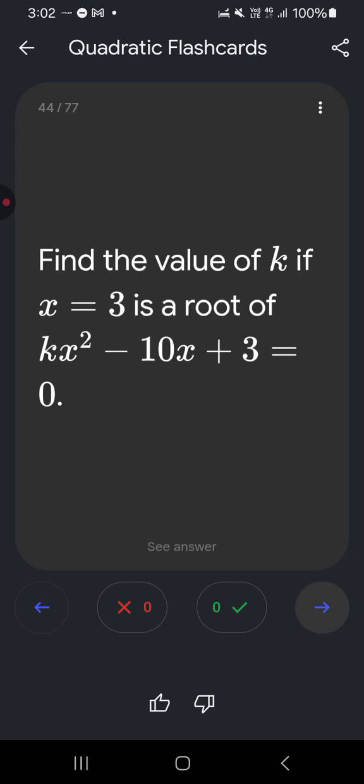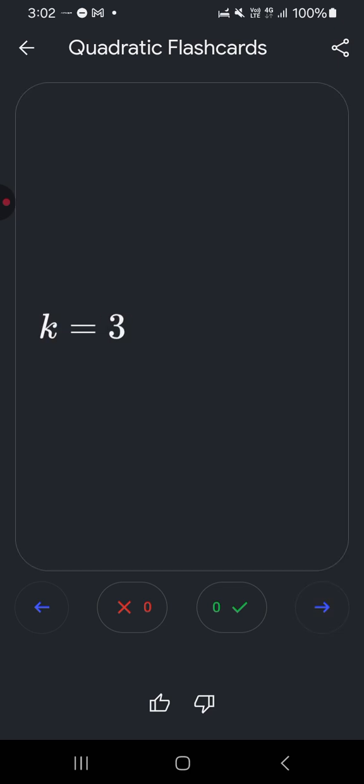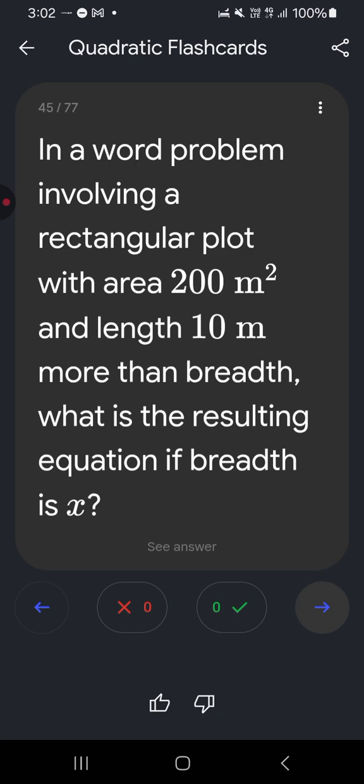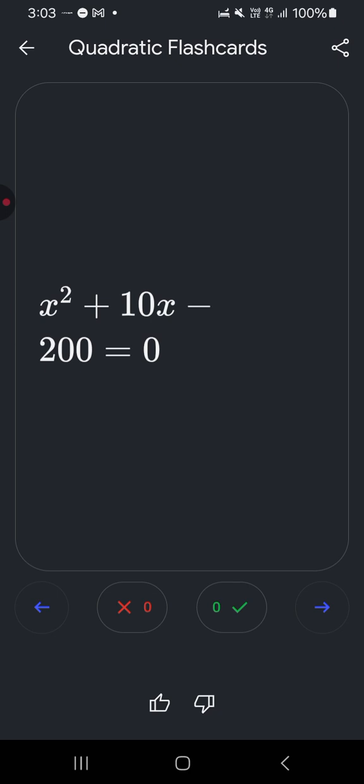Find the value of k if x is equal to 3 is a root of kx square minus 10x plus 3 is equal to 0. k is equal to 3. In a word problem involving a rectangular plot where area is 200 meter square and length is 10 meters more than the breadth, what is the resulting equation if breadth is x? x square plus 10x minus 200 is equal to 0.